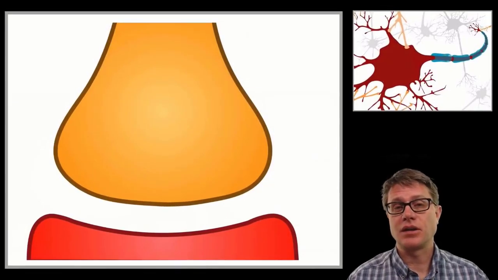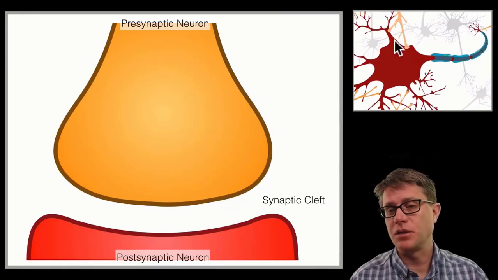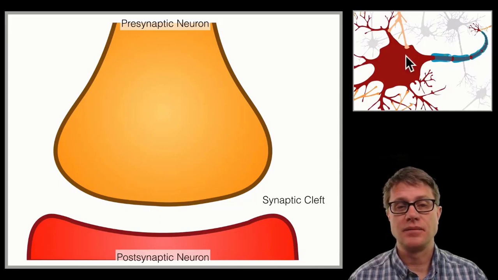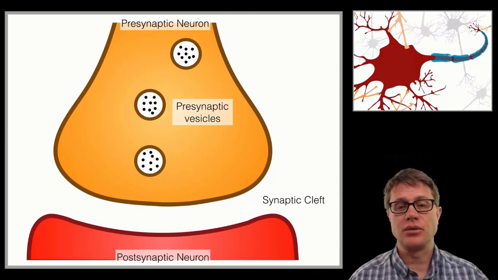So let's talk about chemical synapses to identify the different parts of it. This would be where the information is coming in, so on this neuron, and this would be the cell body of the adjacent neuron. So we have a presynaptic side and a postsynaptic neuron, and then this little gap in the middle is going to be the synaptic cleft. Now, there are structures that hold this in place. It's not just floating there.